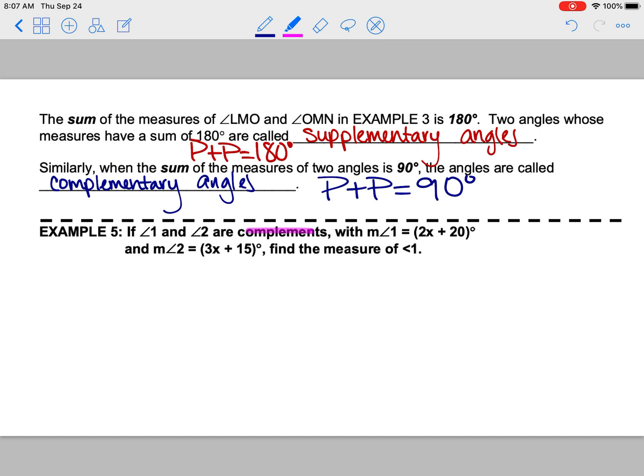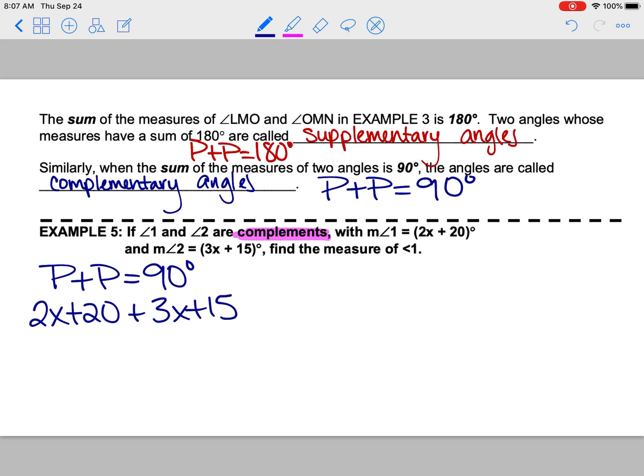Angle 1 and angle 2 are complements. They give us those two measures. They want us to find the measure of angle 1. So if they're complements, that means they're complementary. So we plug in part plus part equals 90 degrees. Substitute our givens in. So angle 1 was 2x plus 20. Angle 2 was 3x plus 15. And that equals 90 degrees.